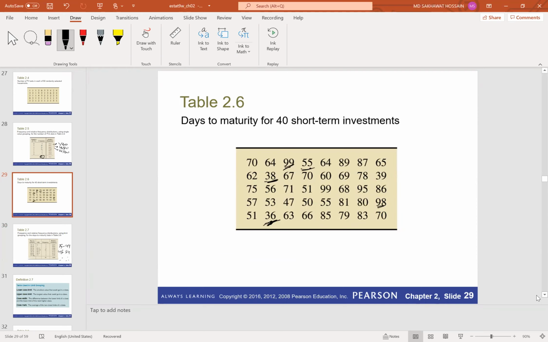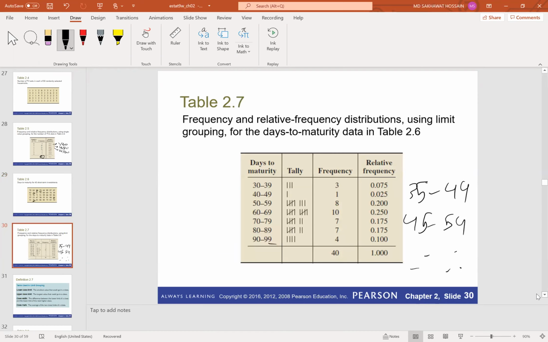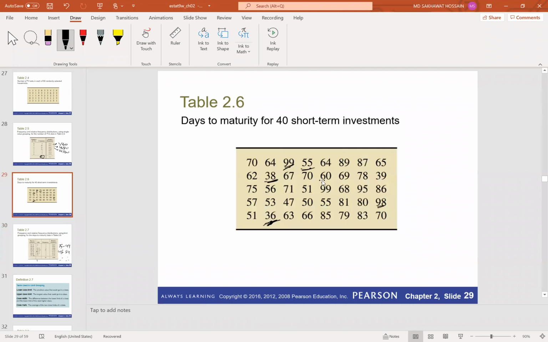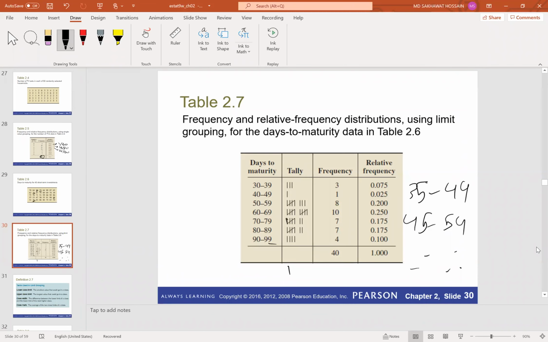So the first one is 70. The 70 is from 70 to 79. The 70 is here. So you will use just one tally mark for 70 here. Then you will look at the second number. Second number is 64. So 64 is 60 to 69. So you will use a tally mark here. Okay, and so on.